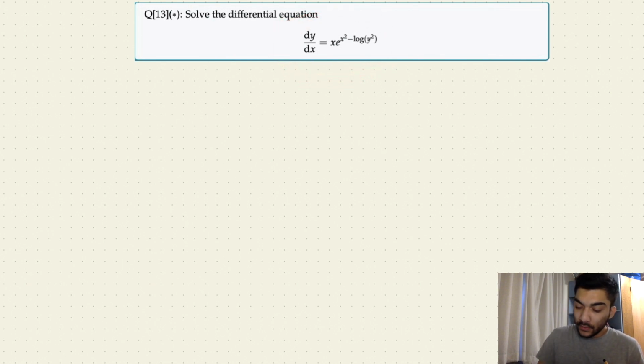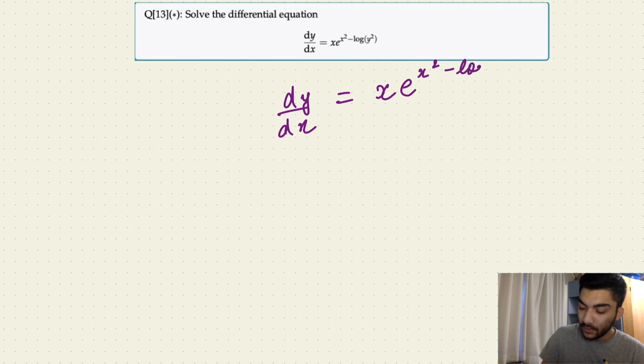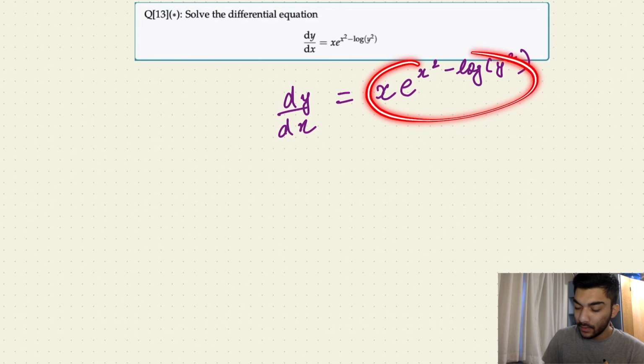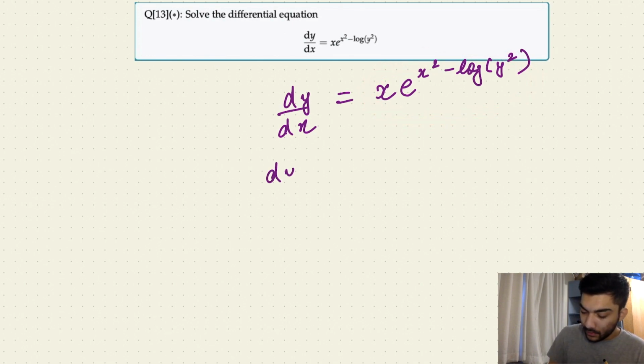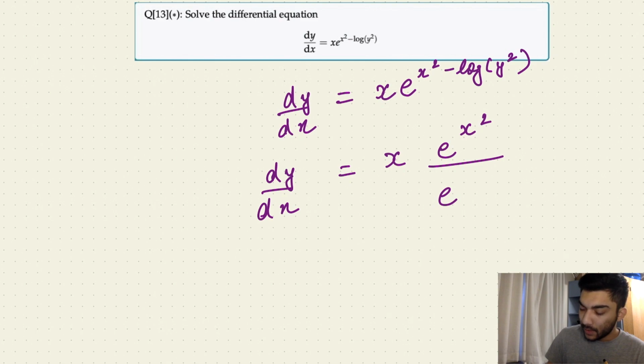So in order to solve this, let's first write the differential equation again. This differential equation over here is basically x e to the power x square minus log y square. And let's simplify the right hand side first. So we can write this as simply dy by dx equals x times e to the power x square upon e to the power log of y square, right?